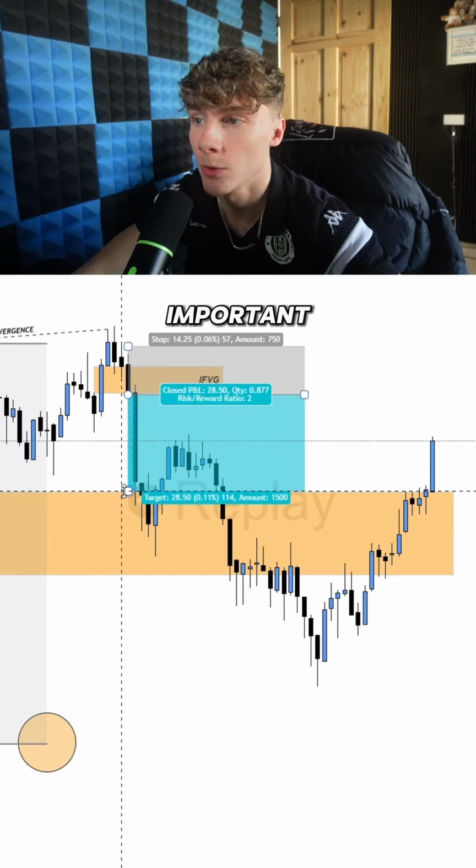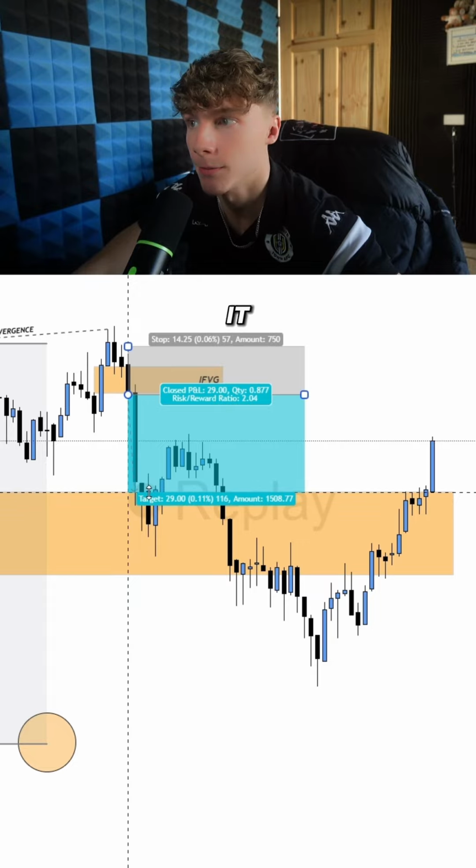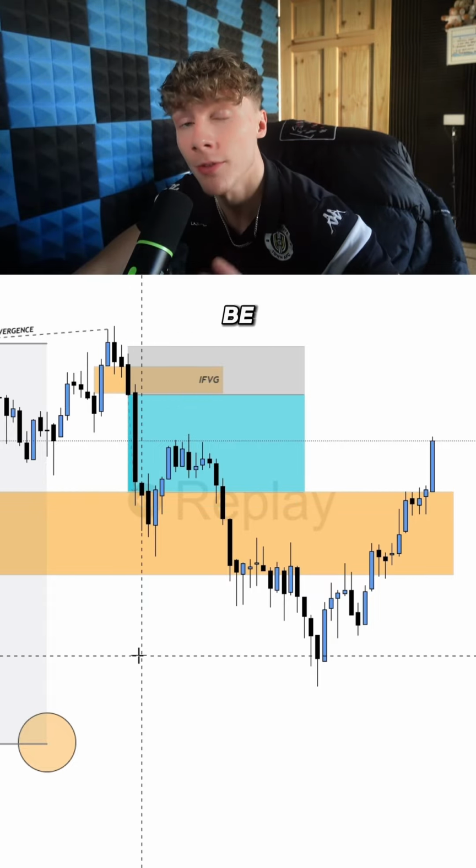And this is why it's important to understand that your job isn't to catch this whole move. You only need to catch a small piece of it. And if you can do that on a consistent basis, you'll be very successful in trading.